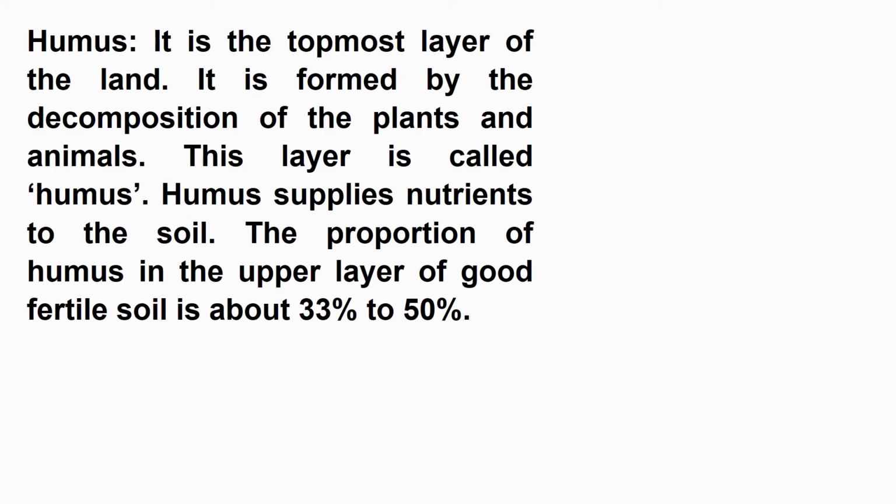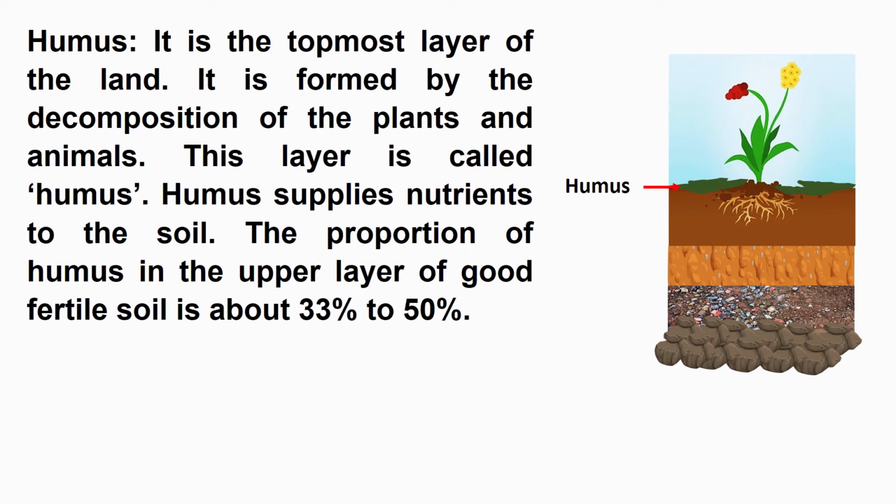The first layer of land is humus. It is the topmost layer of the land. It is formed by the decomposition of plants and animals. This layer is called humus. Humus supplies nutrients to the soil. The proportion of humus in the upper layer of good fertile soil is about 33% to 50%.